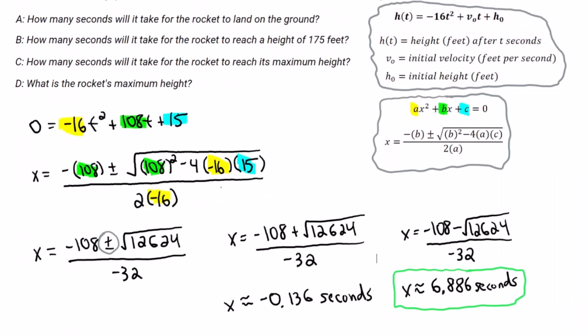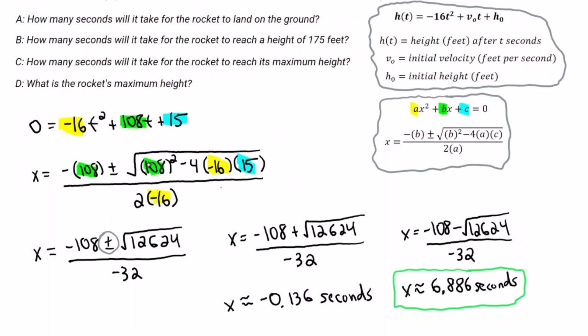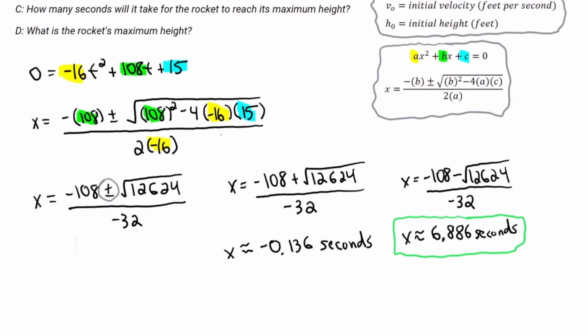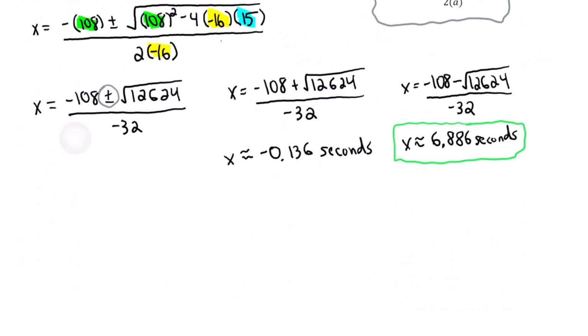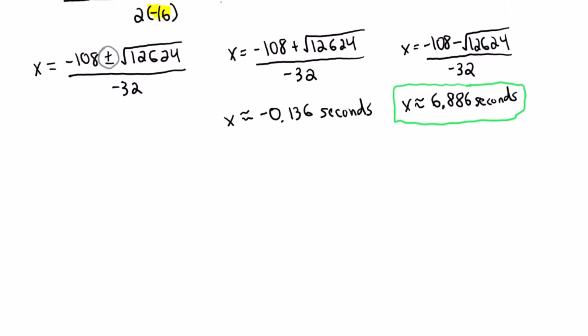Okay, the next thing that we want to figure out is part B, which is the number of seconds it'll take for that rocket to reach a height of 175 feet. So I'm going to go through and do the same process, except that we'll see up here, 0 is the height. Now, instead of having a 0 height, we're going to do a height of 175 feet. So I'm going to rewrite the equation again, but I'm going to set it equal to a height of 175 feet.